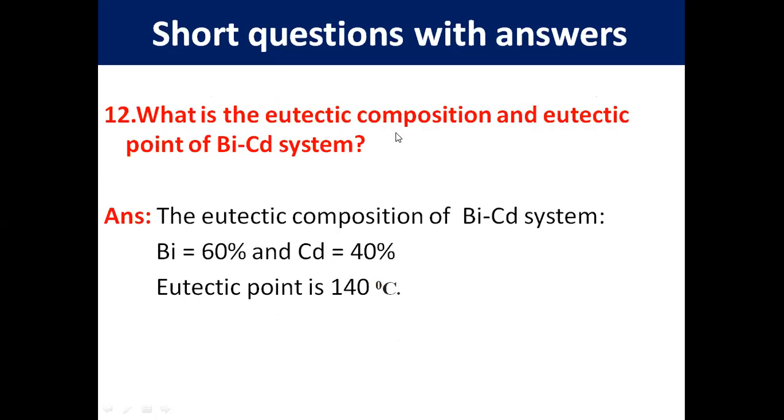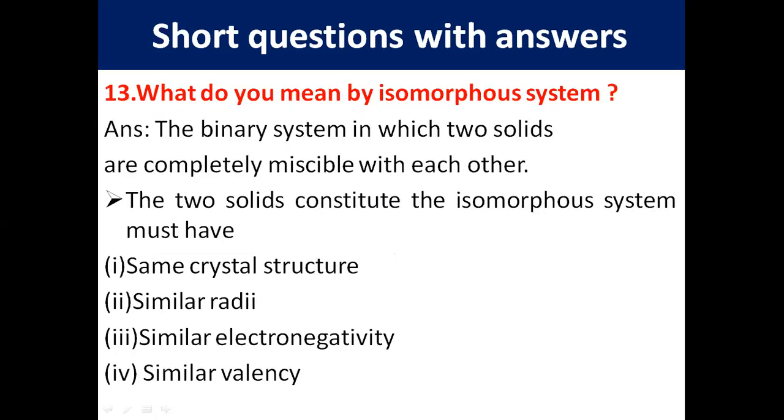Question number 12. What is the eutectic composition and eutectic point of the bismuth cadmium system? The eutectic composition of the bismuth cadmium system is bismuth 60% and cadmium 40%. And the eutectic point is 140 degrees Celsius.